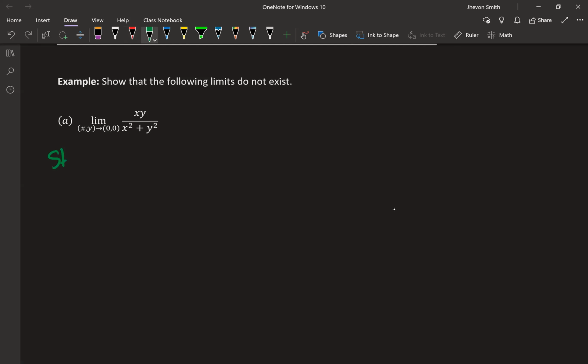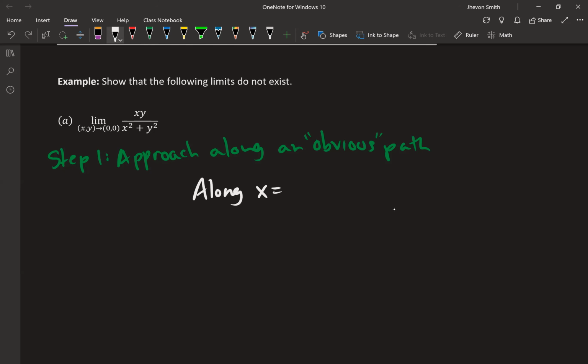So step 1. Approach along an obvious path. Obvious path has a very specific definition here, even though it sounds vague. My definition of obvious path in this case would be either go along x equals 0 or y equals 0. So here I would say along, say x equals 0. So I'm approaching along the path x equals 0.